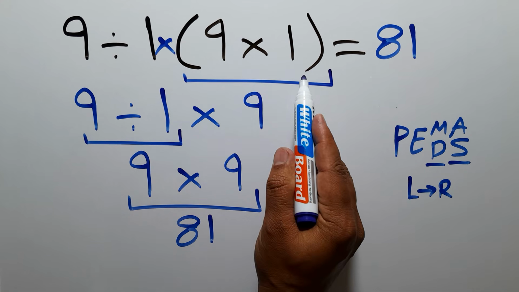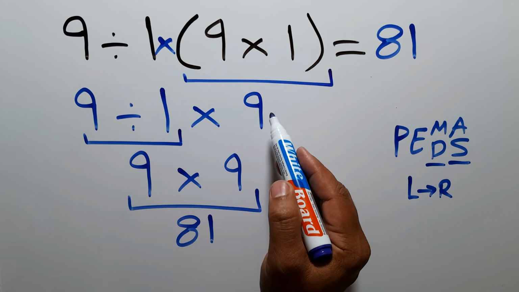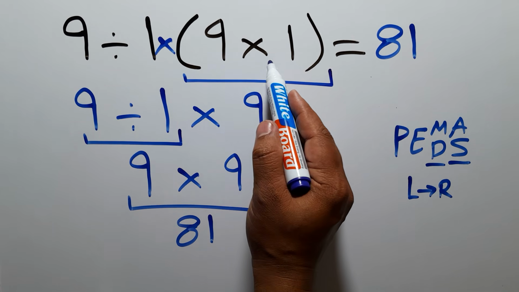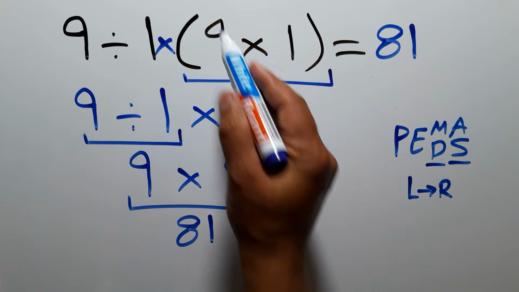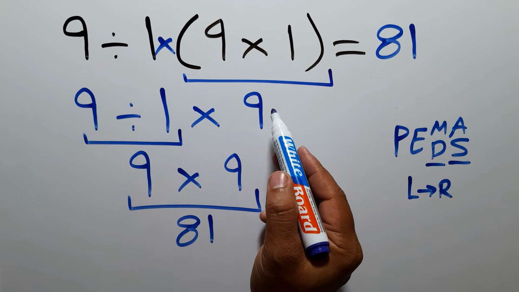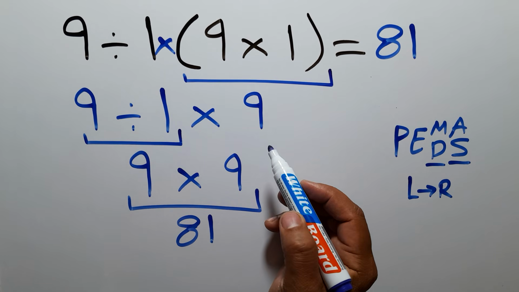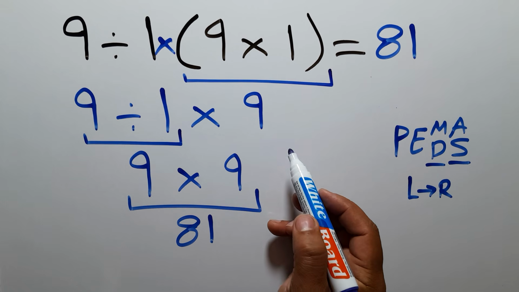In this expression, we have one division, one multiplication, and one parentheses. Inside this parentheses, we have one multiplication. According to PEMDAS, first we have to do this parentheses, then this division, and finally this multiplication. So therefore, this answer is correct.